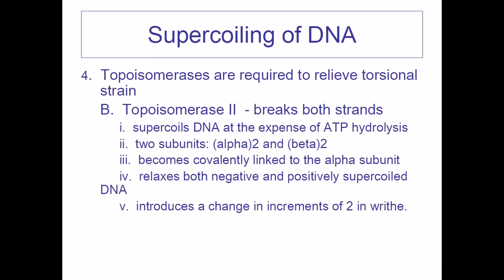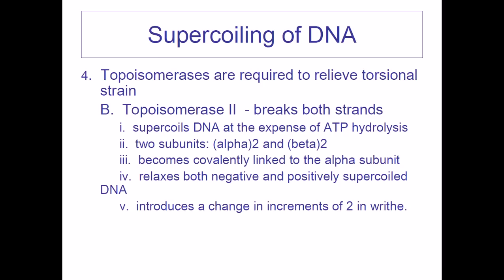So both topoisomerase 1 and topoisomerase 2 relax supercoiled DNA. But topoisomerase 1 only relaxes negatively supercoiled DNA by deleting one turn and adding one writhe. Topoisomerase 2 relaxes negatively and positively supercoiled DNA, and it introduces two writhes: it relaxes by two turns, adding two writhes.